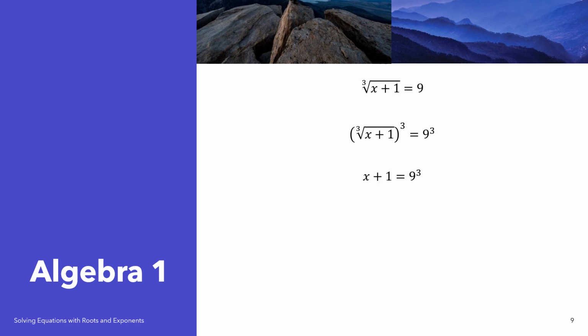But wait, that means we need to have 9 cubed on the right side. Does that sound familiar? If you punked out and got a calculator, you'll find out 9 cubed is 729, but we still need to get the x on the left side by itself, so we subtract 1 on both sides. That means our final answer is 728.